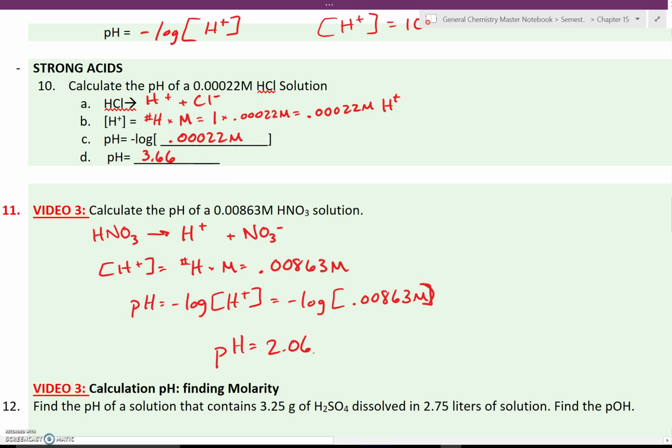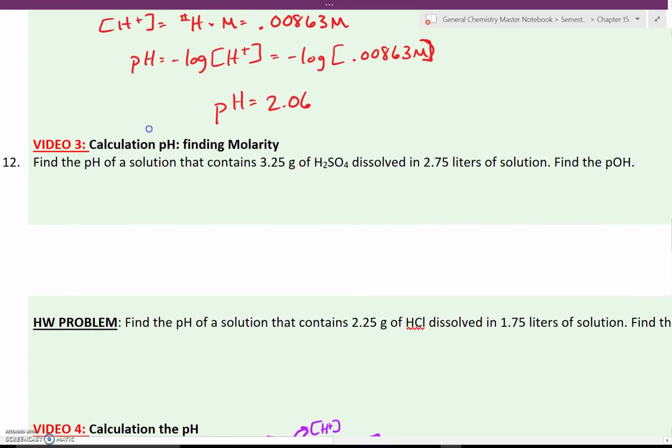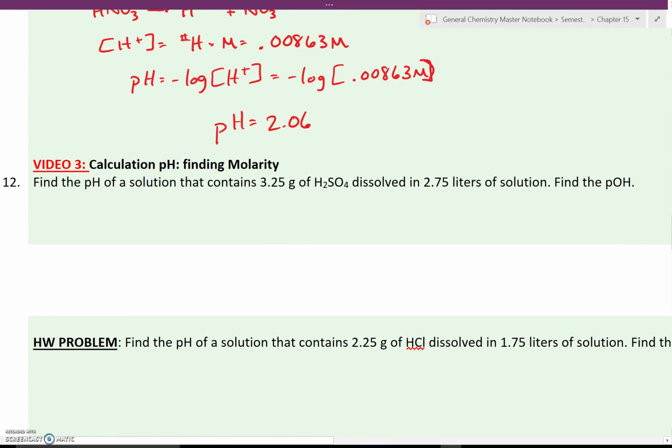And so our last example here is a little bit more difficult, but it's not crazy difficult. It's just difficult in the sense that it adds a couple of extra steps in. So it's find the pH of a solution that contains 3.25 grams of H2SO4 dissolved in 2.75 liters of solution. And then our question is find the pOH.